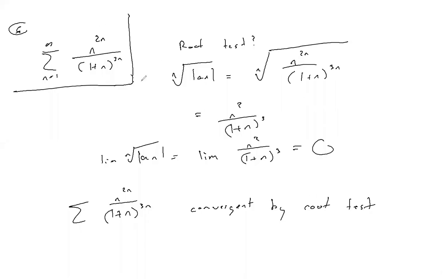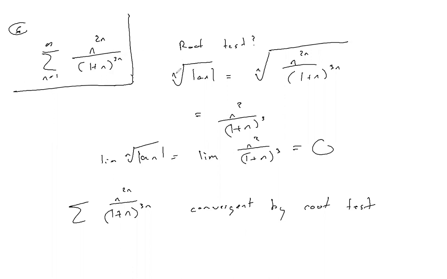Number 6, I see n to the power of 2n over 1 plus n to the power of 3n. Both exponents have n in them, and that makes me think root test. That's not the only time you can use root test, but if you see something like this where everything's to a power of n, you should definitely think root test.